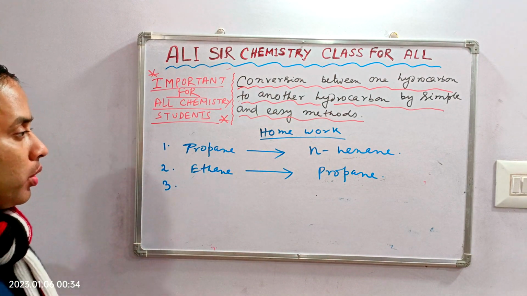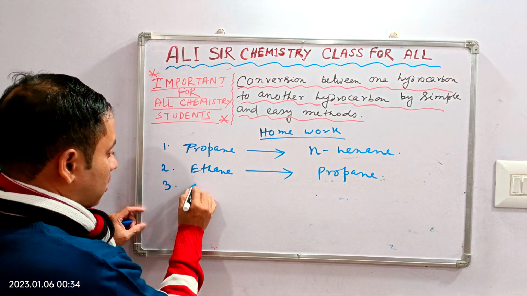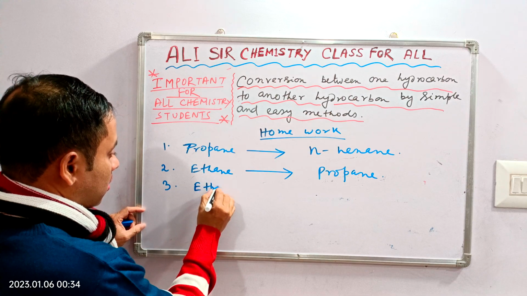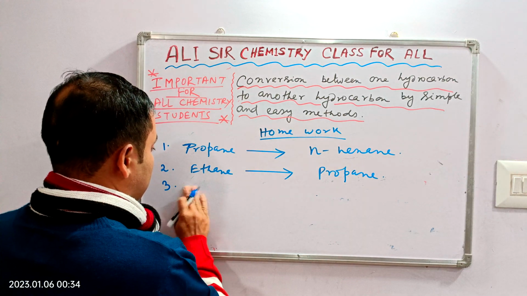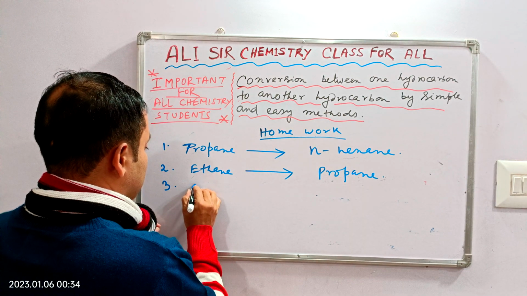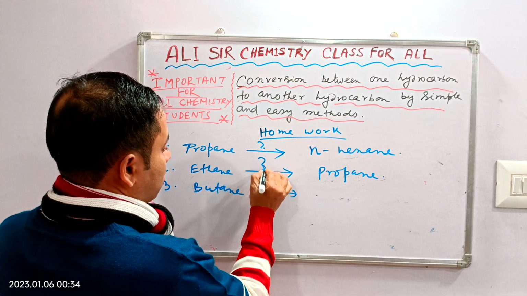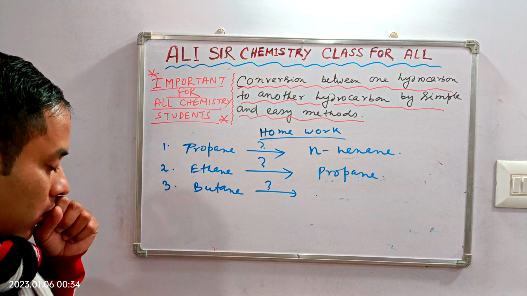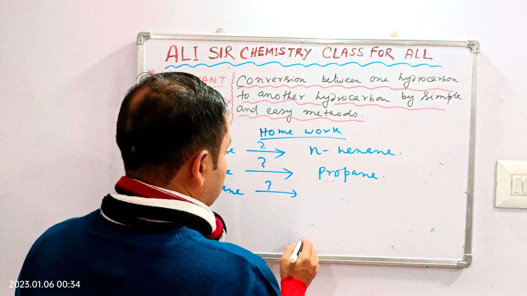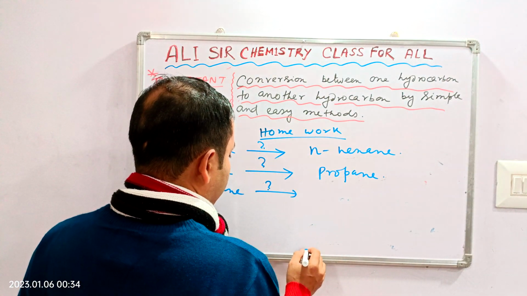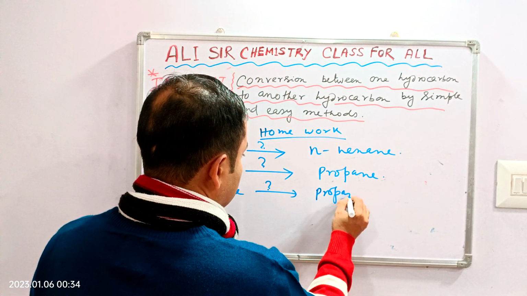Number 3, propane. Number 1, propane to n-hexane, ethane to propane. Number 3, butane to propane.